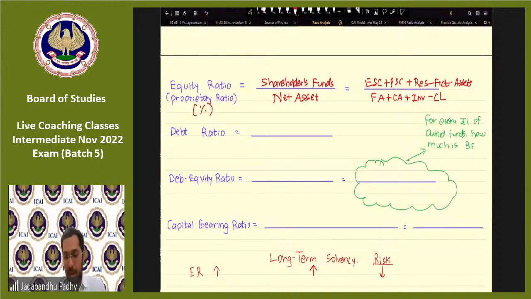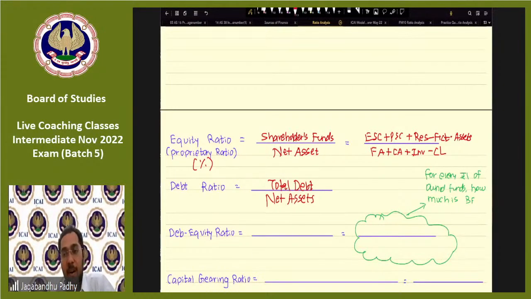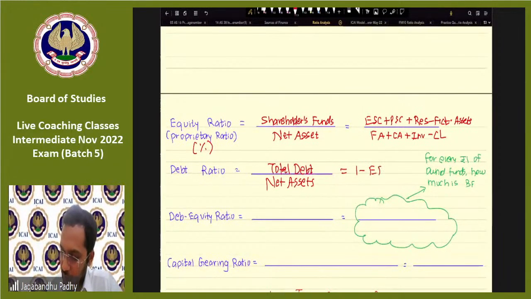Okay. Then coming to debt ratio. Debt ratio means total debt upon net assets, or it tells you what percentage of your assets are funded by borrowings. So this, you can also say, is 1 minus equity ratio, or 100% minus equity ratio.